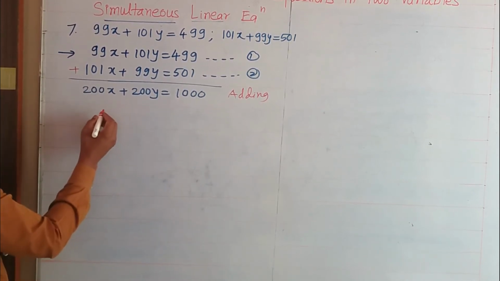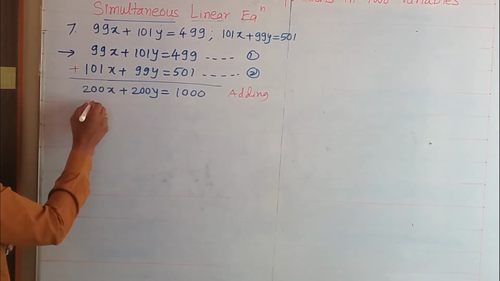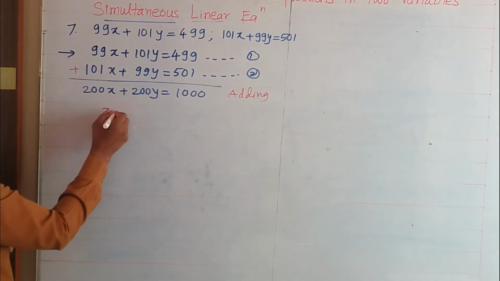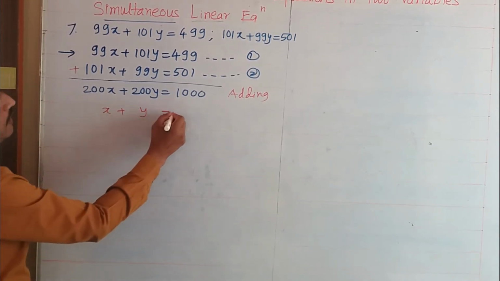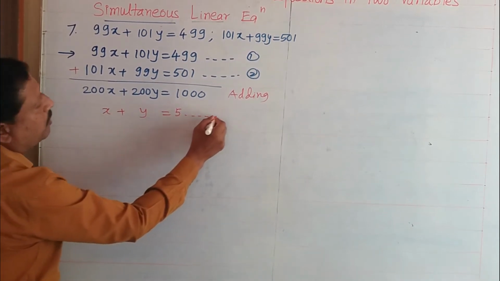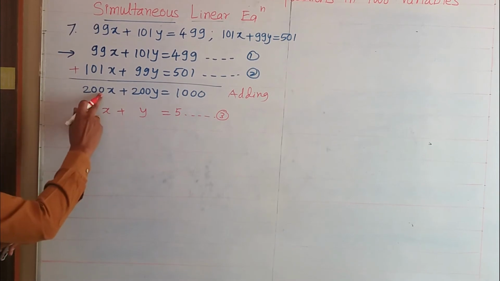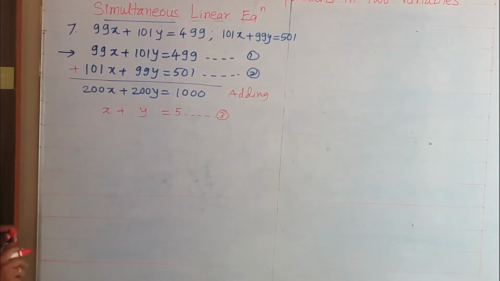So by dividing the 200, we get here x plus y is equal to 5, equation number 3. How can we get equation number 3? Just by dividing the 200 to each term.